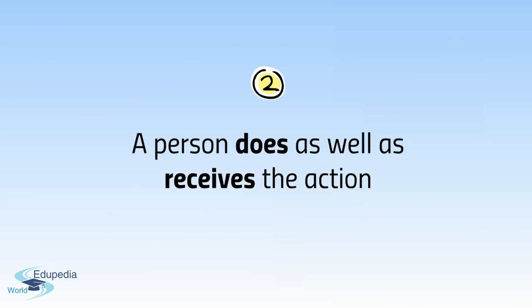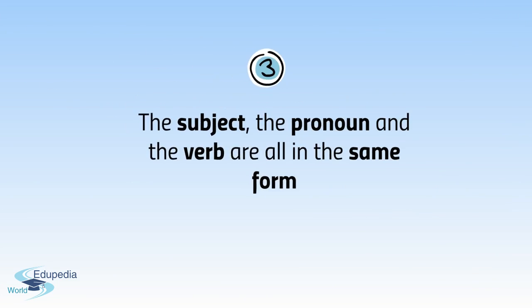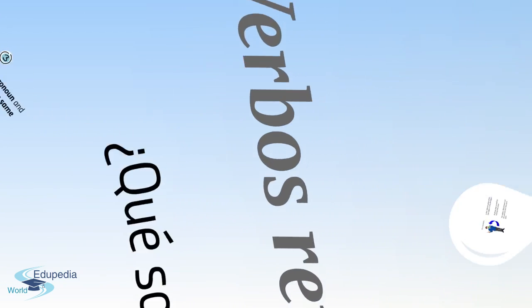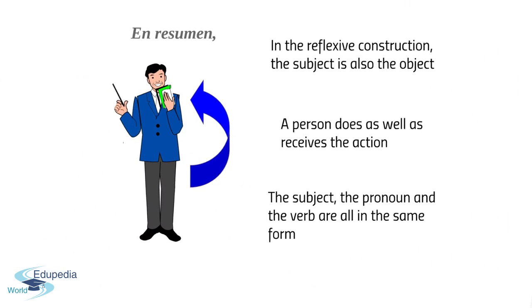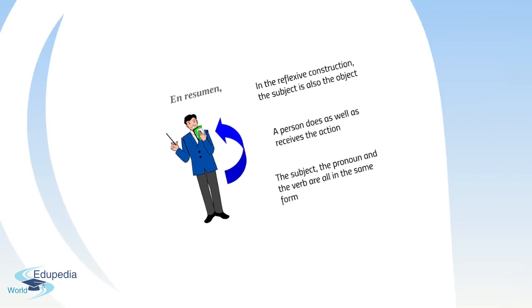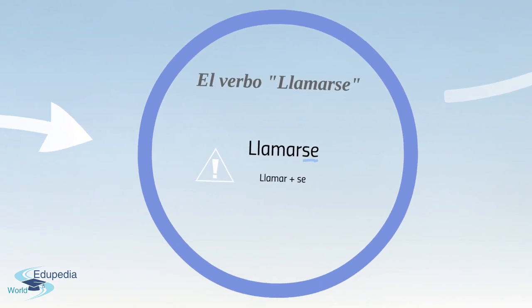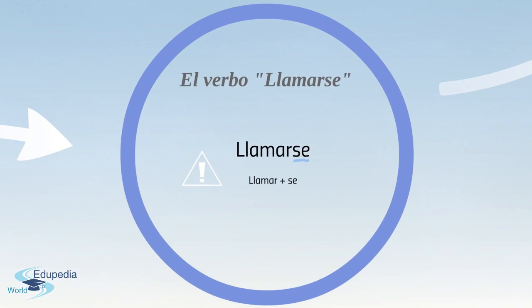In Spanish, you don't say, my name is, or I'm so and so. You would say, I call myself, so and so. And third, the subject, the pronoun, and the verb are all in the same form. So, we will see it later, but you say me llamo, yo me llamo, I call myself, I am called. So, as a summary, we could say that in the reflexive construction, the subject is also the object. A person does as well as receives the action, and the subject, the pronoun, and the verb are in the same form. So let's start with the verb llamarse, to be called.